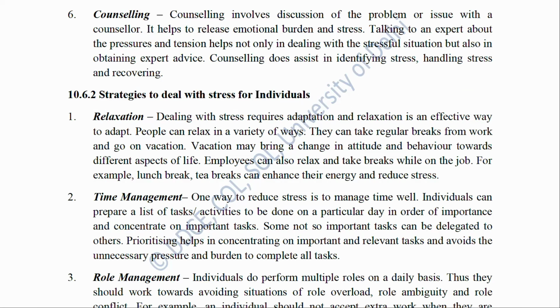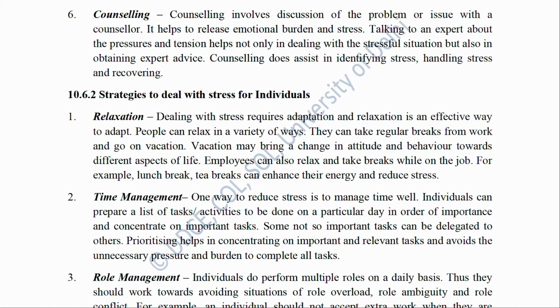Sixth, counseling. Counseling involves discussion of the problem or issues with the counselor. It helps to release emotional burden and stress. Talking to an expert about the pressure and tension helps not only in dealing with the stressful situation, but also in obtaining expert advice. Counseling does assist in identifying stress, handling stress, and recovering.